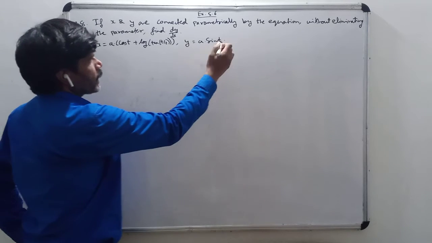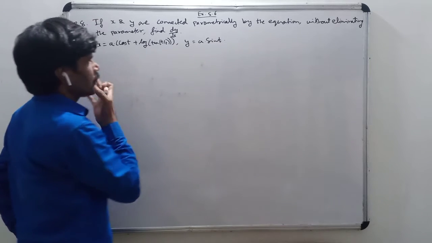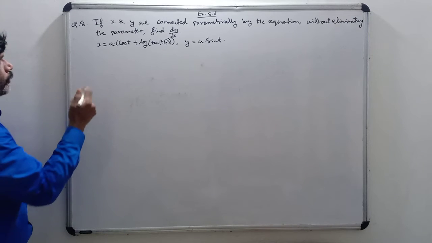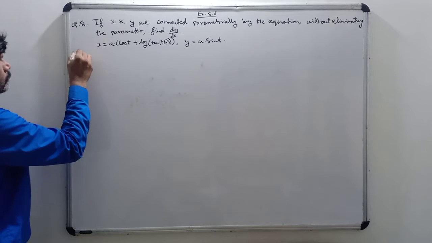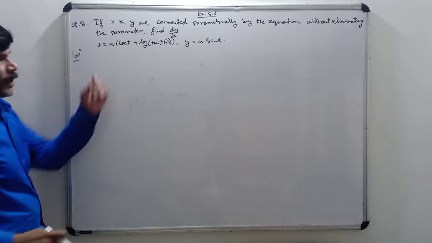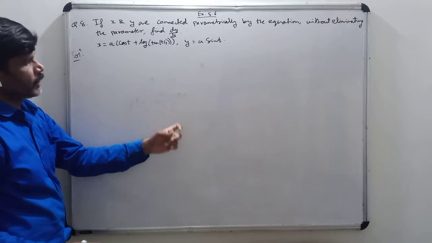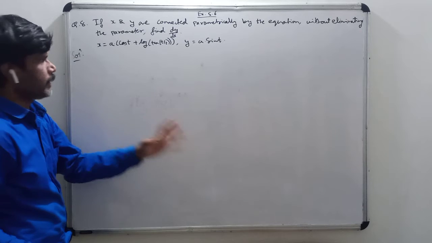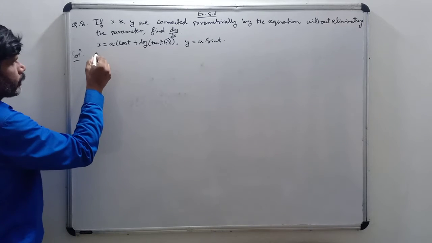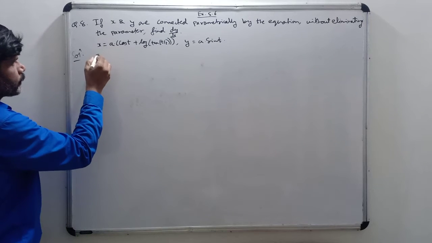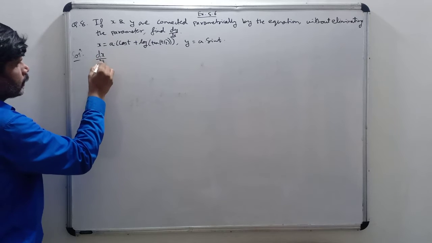Y is equal to a sin t, that is the given function in parametric form. Now I'll find the solution. First we'll find dx by dt, then dy by dt, then dy by dx is equal to dy by dt upon dx by dt. So first we'll find dx by dt, the derivative of x with respect to t.